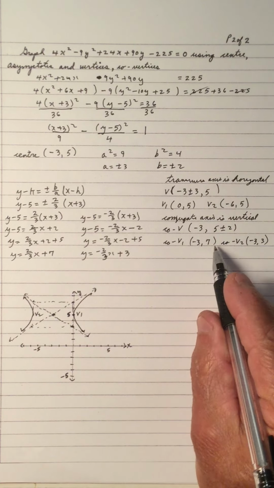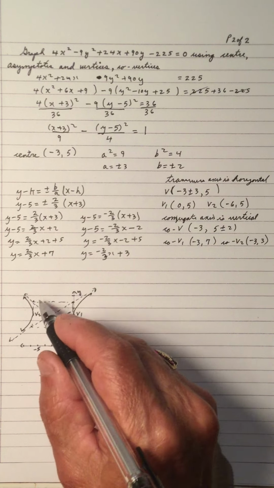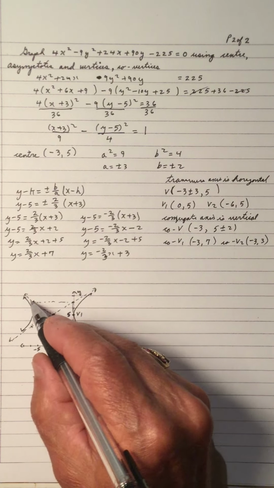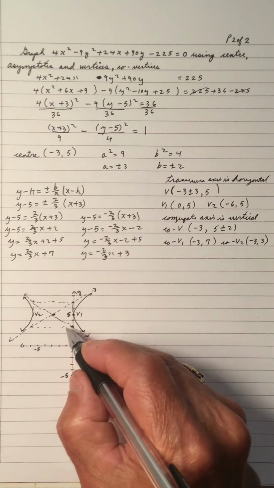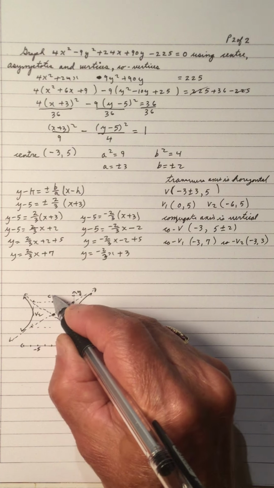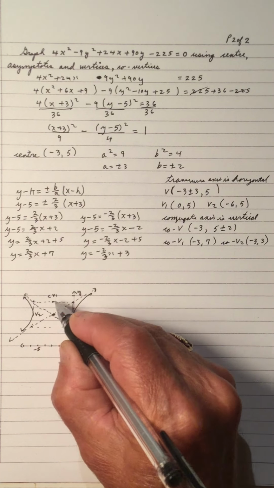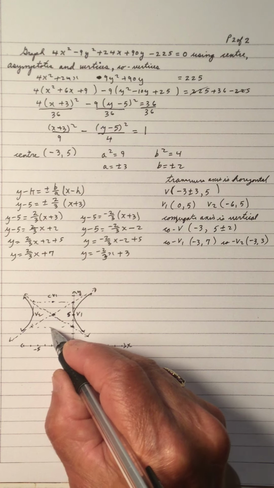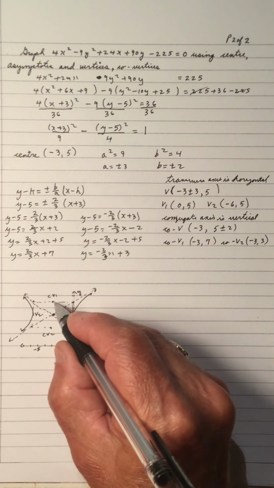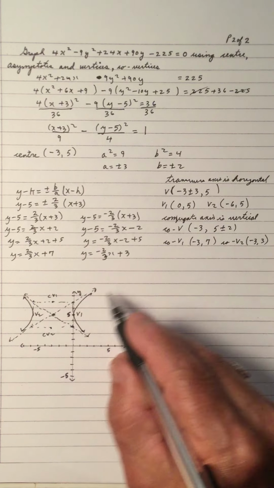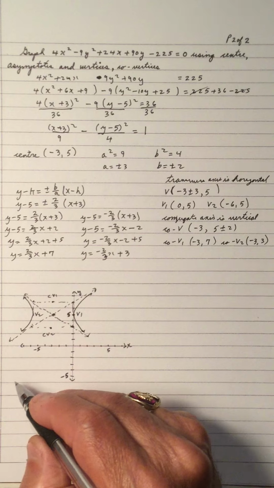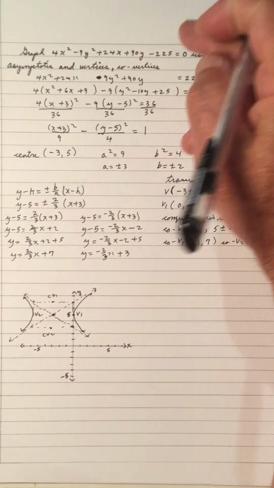And the co-vertices, I'll put them in, but it's the vertices that the hyperbola passes through, and it tapers towards the asymptotes. So I got negative 3, 7, which is right here. So this is co-vertex 1 right here. And this is negative 3, 3. This is co-vertex 2, which is right here. So negative 3, 7 is right there. Negative 3, 3 is right there. So there's the graph that represents this general form.